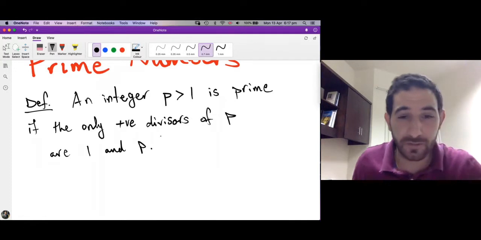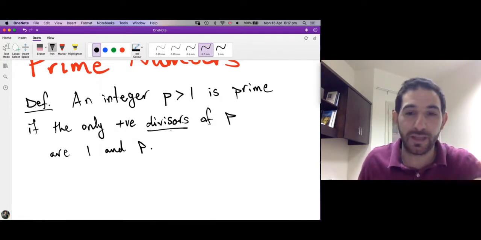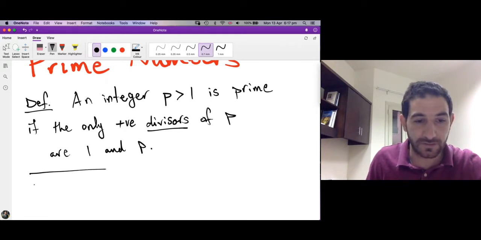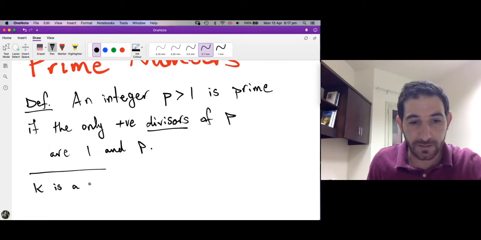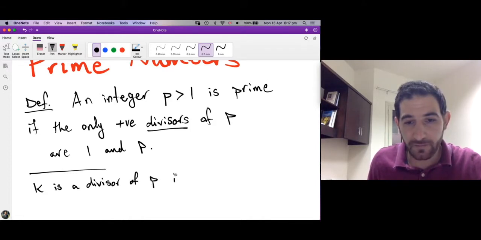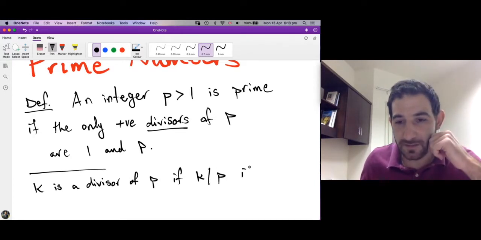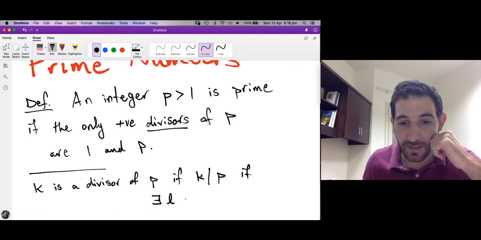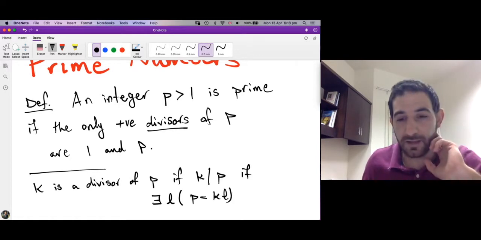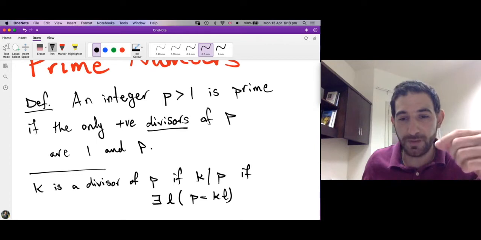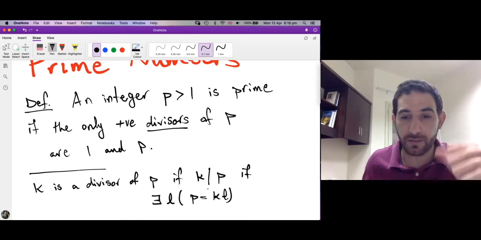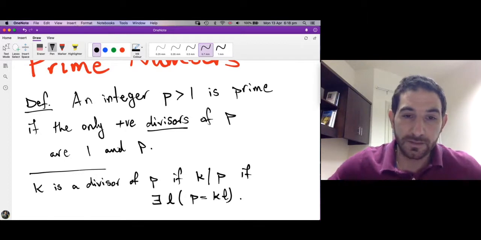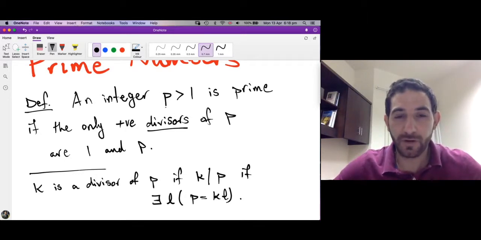Okay, remember we defined what is a divisor, right? k is a divisor of p if k divides p, which means if there exists some integer L such that p is equal to k times L. Remember, k divides p means we can reach p by taking, say, L steps, each of length k. So the only divisors of a prime are 1 and itself.